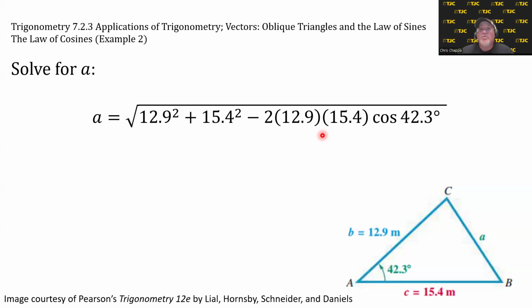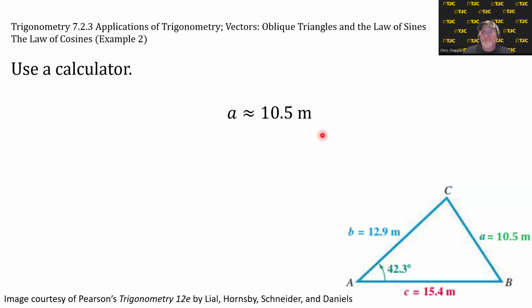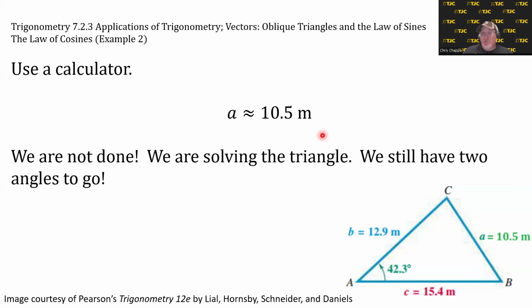So my advice is do not round anything until the last possible moment. Wait till the very end to use a calculator and then put it all in at once. Now, if you do use a calculator on this one correctly, you should get approximately 10.5 meters. And now we have side a. But we're not done. We're solving the triangle. We still have two angles to go.